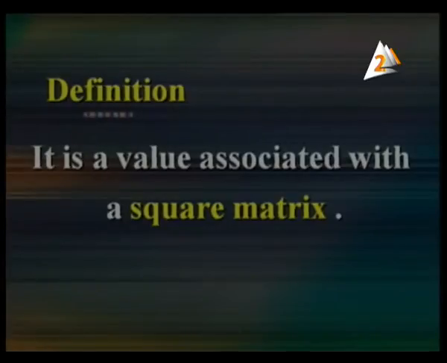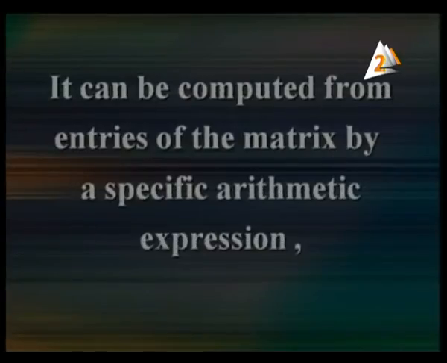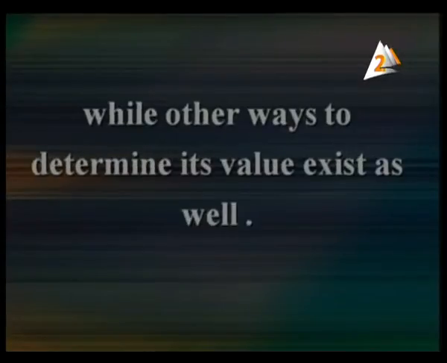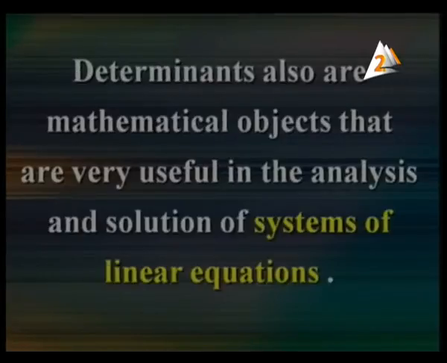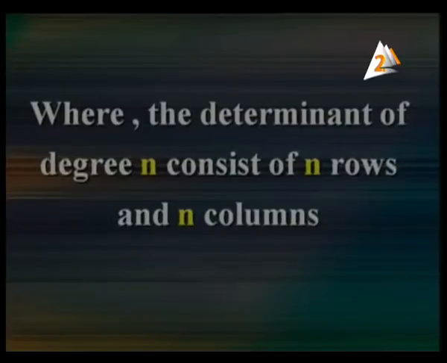Definition. It is a value associated with a square matrix. It can be computed from the entries of the matrix by a specific arithmetic expression, while other ways to determine its value exist as well. Determinants are also mathematical objects that are very useful in the analysis and solution of systems of linear equations, where the determinant of degree n consists of n rows and n columns.